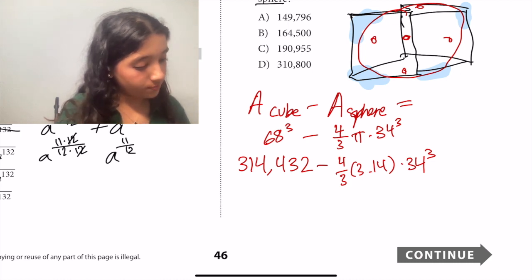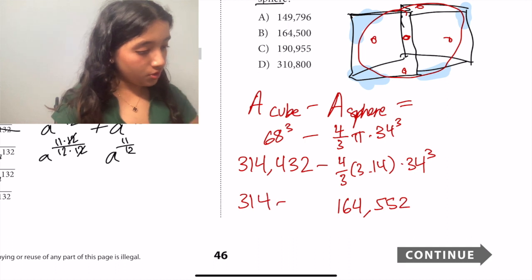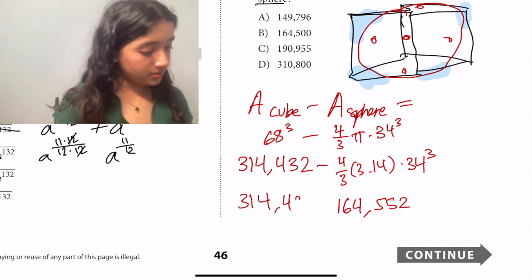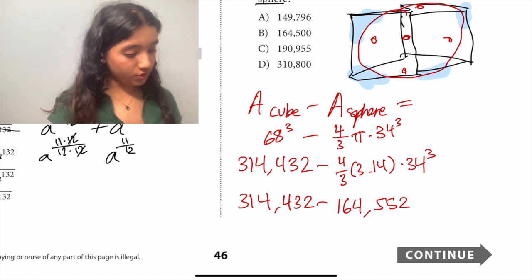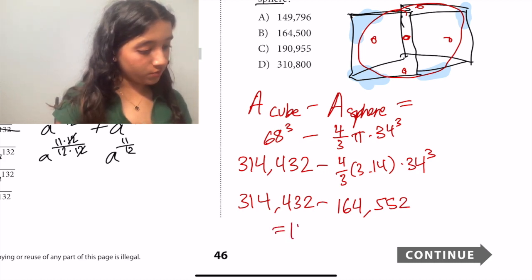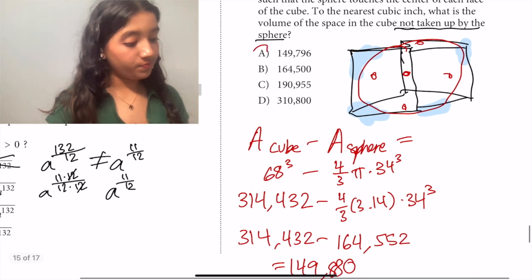And that gets you 164,552 plus some decimal. So making this subtraction, we get 314,432 minus 164,552 gets us 149,880. And that is closest to option A.